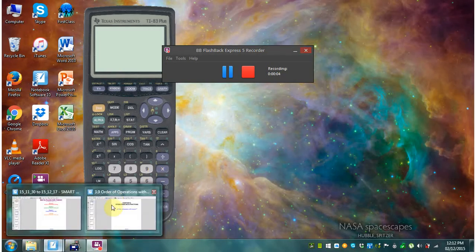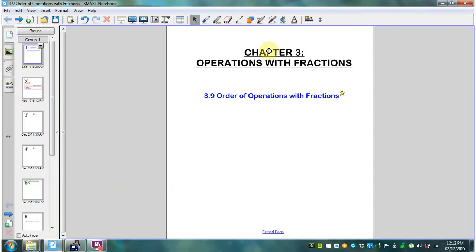Okay guys, today we'll be finishing off chapter 3. This is the last section. Section 3.9, Order of Operations with Fractions. So copy that down in your notes to make your notes nice and neat. Pause if you need to, and when you're ready, come on back.